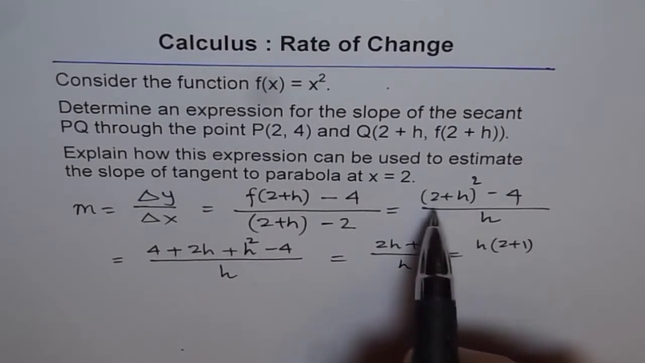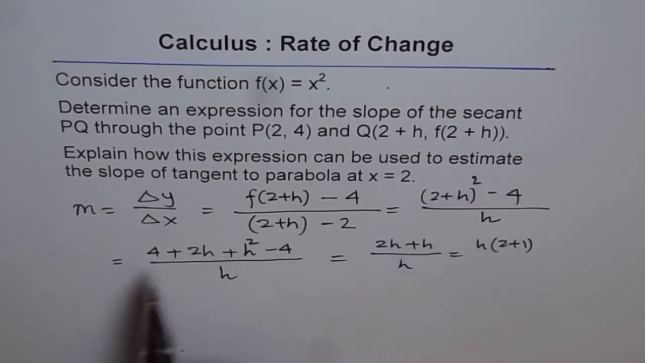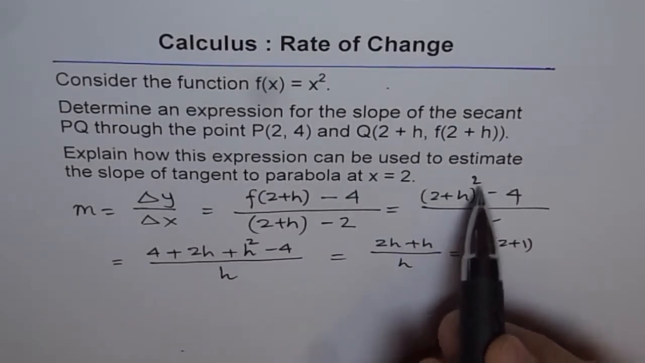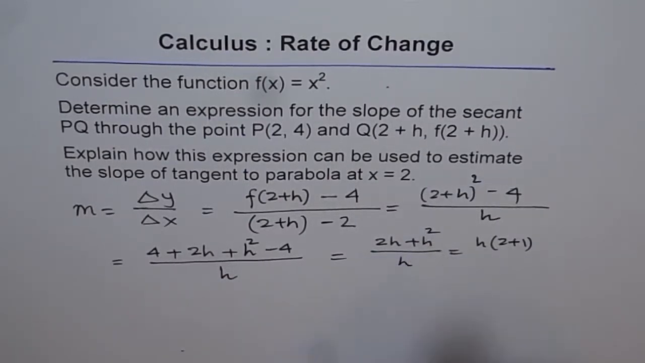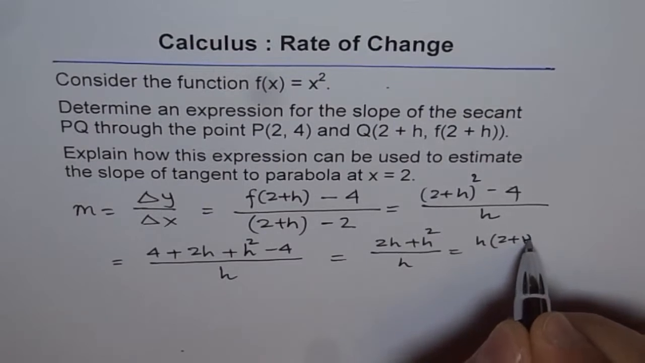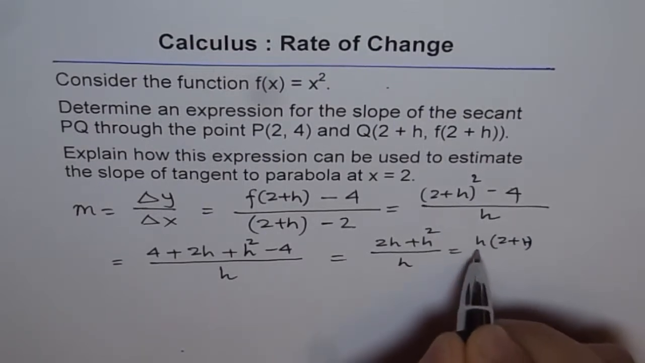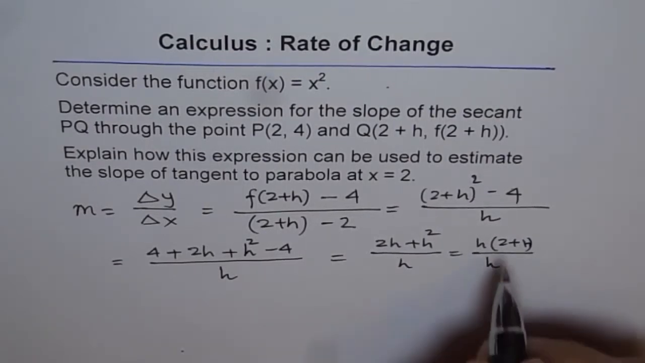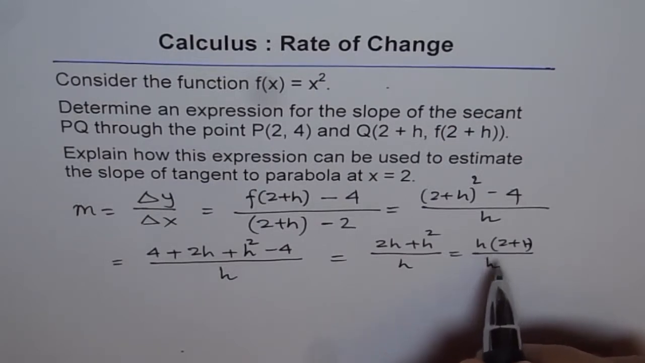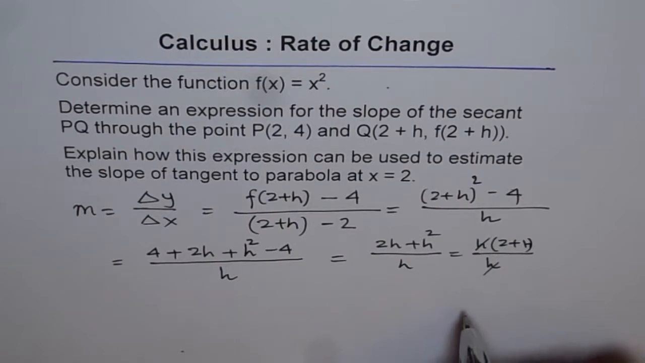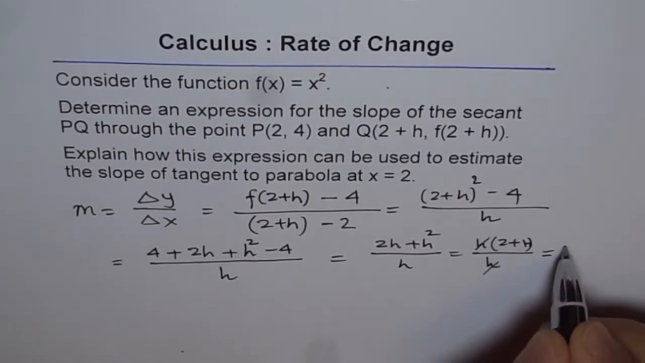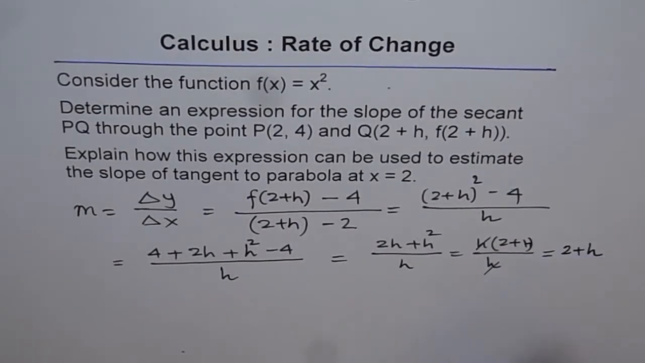So when you expand 2 plus h whole square, you get a squared plus 2ab plus b squared, right? Now when you take h common, you get h times 4 plus h over h. Now h and h cancel out and we are left with 4 plus h.